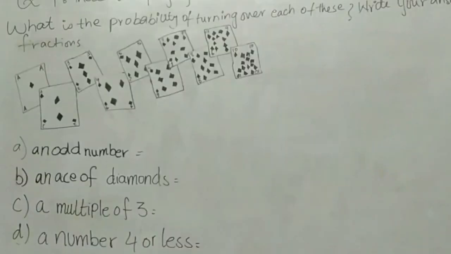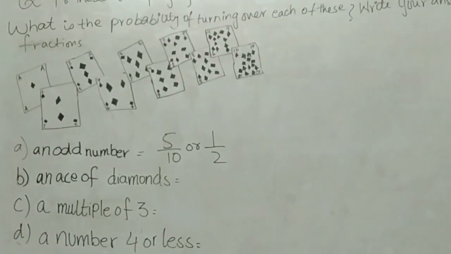First one is an odd number. As you know, which numbers are the odd numbers? 1, 3, 5, 7, 9. These are the odd numbers. Here you can see which are the odd numbers: 1, 3, 5, 7, 9. How many in total? 5 out of 10. So you will write 5/10, or you can also write in simple form, you can write half. So I am going to write now. There are even chances of odd numbers here.